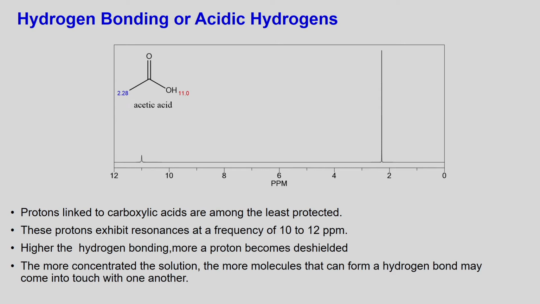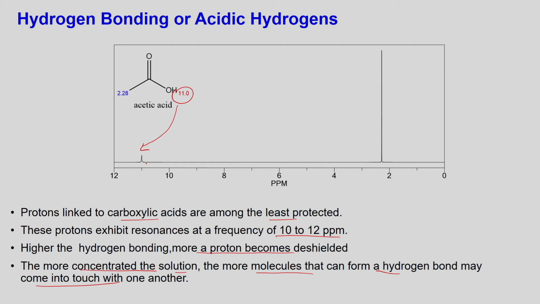Or acetic acid, in this case acetic acid, this is showing up at 11. So, the protons linked to carboxylic acids are among the least protected. So, they are highly deshielded. They will have a resonance close to 10 to 12 ppm. The higher the hydrogen bonding, the more a proton becomes deshielded. The more concentrated the solution, the more molecules that can form a hydrogen bond. So, that is what I told you, that if the solution is concentrated, it can form a hydrogen bond, as molecules come in contact with one another.